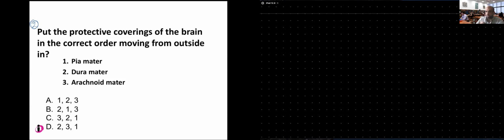So from outside, you've got dura mater, and then arachnoid mater, and the soft, delicate membrane that will be covering the gyri and sulci of the brain. This is my pia mater. So the correct order is going to be 2, 3, 1, which is option D, exactly. This is again the second question for today's in-class activity.